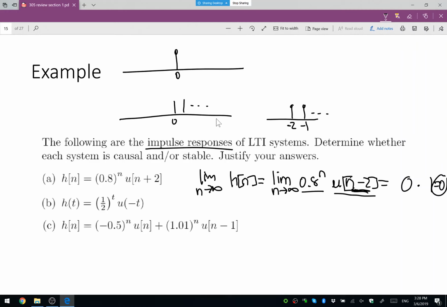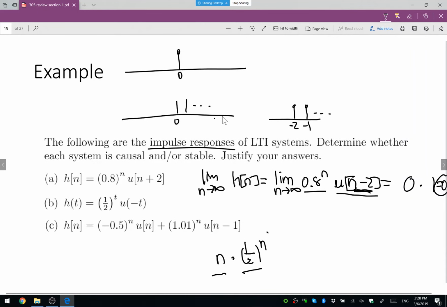Yeah. And there's another example, like n times half to the power of n. Well, this one will go to infinity if n goes to infinity, right? But this one will go to 0 when n goes to infinity. Because exponential is more dramatic than a linear function, the whole thing is actually going to 0.